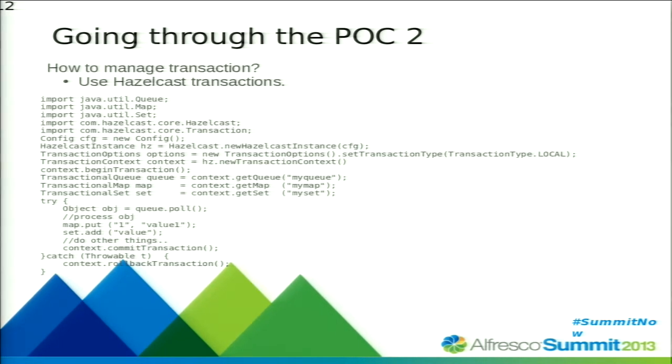Here is an example that shows how to use transactions in Hazelcast, and it's really straightforward. You don't have to do something really special. It's really classical in terms of transactions. You just get a transactional map, and you do your operations, and you do a commit or a rollback, and that's it. Nothing very complicated there. It works almost transparently.